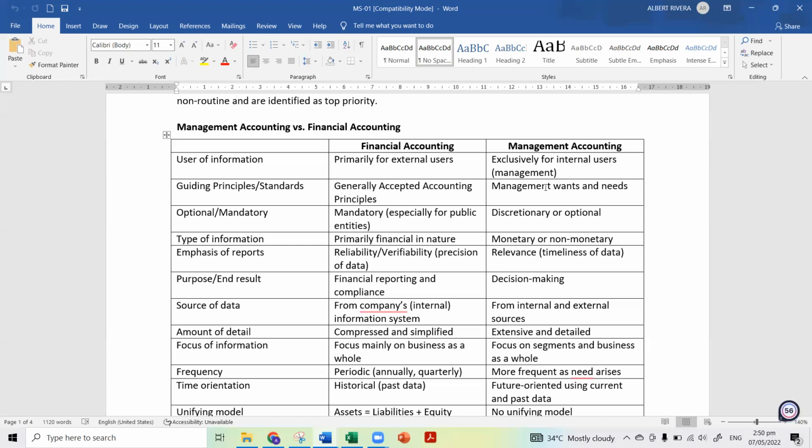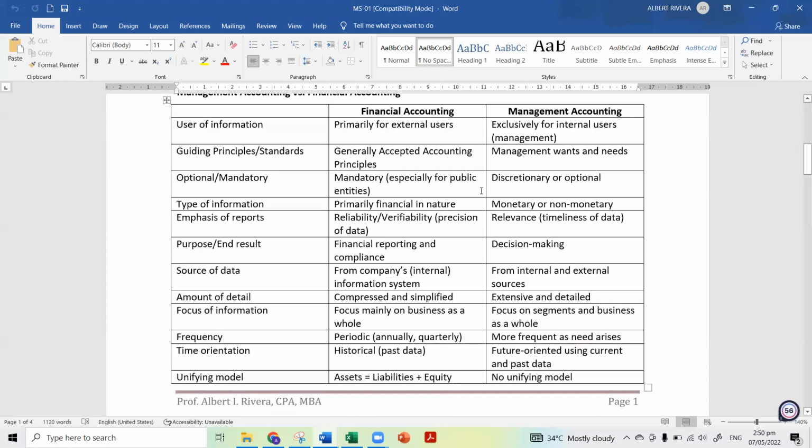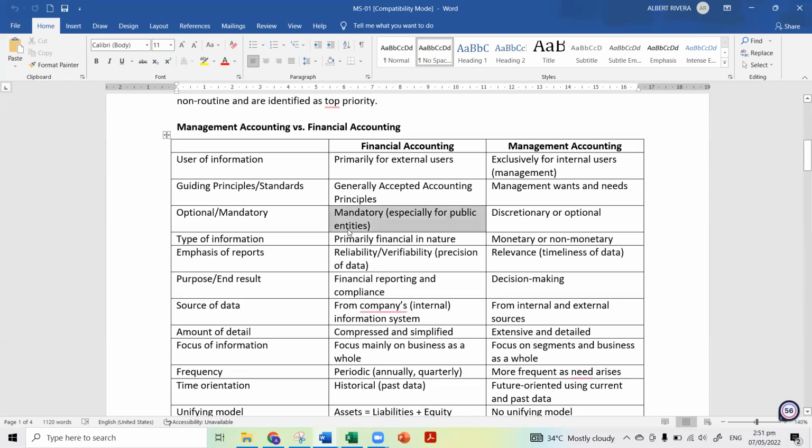Why is that this is under budget? Why is that this is over budget? Ganyan po yan. And variance reporting is also under managerial accounting. Okay? So, this is mandatory. Kailangan yan, di ba?